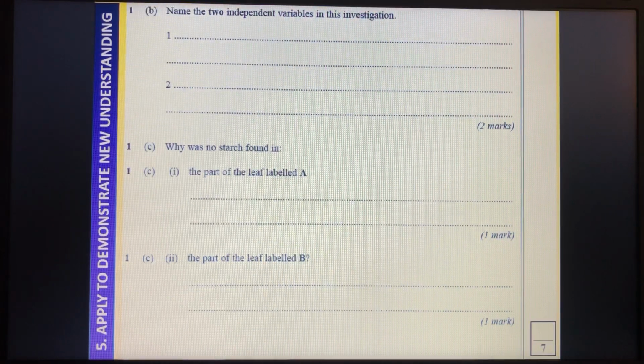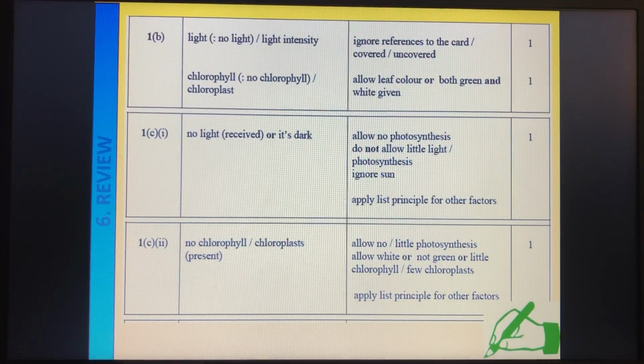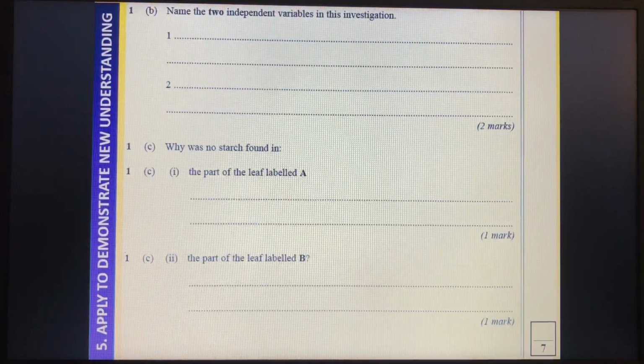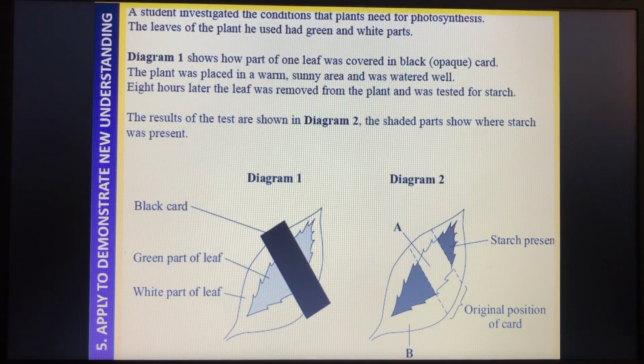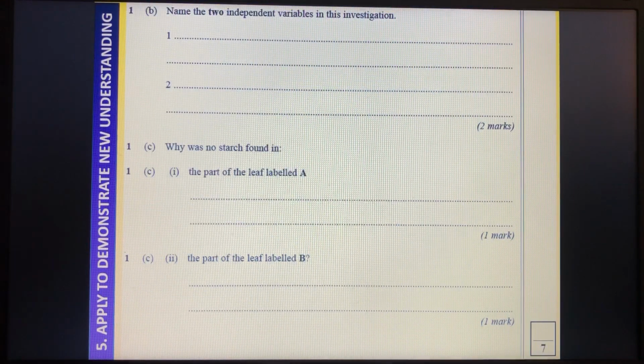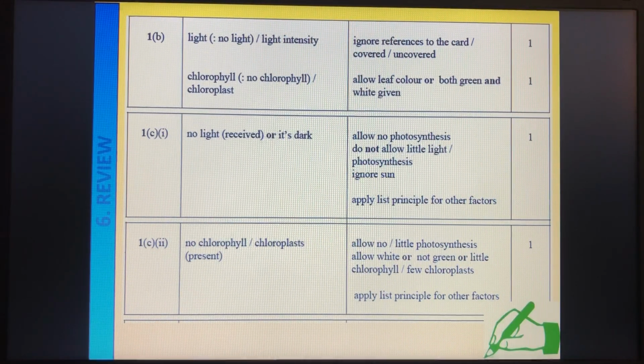Okay, and why was there no starch found in A? That was the bit under the card. It's because it did not receive any light, or it's in the dark, so therefore no photosynthesis could occur. And the bit on the outer edge labelled B, that's the variegated part, the white part of the leaf. That was because there's no chlorophyll, no chloroplast present, so therefore no photosynthesis can occur.